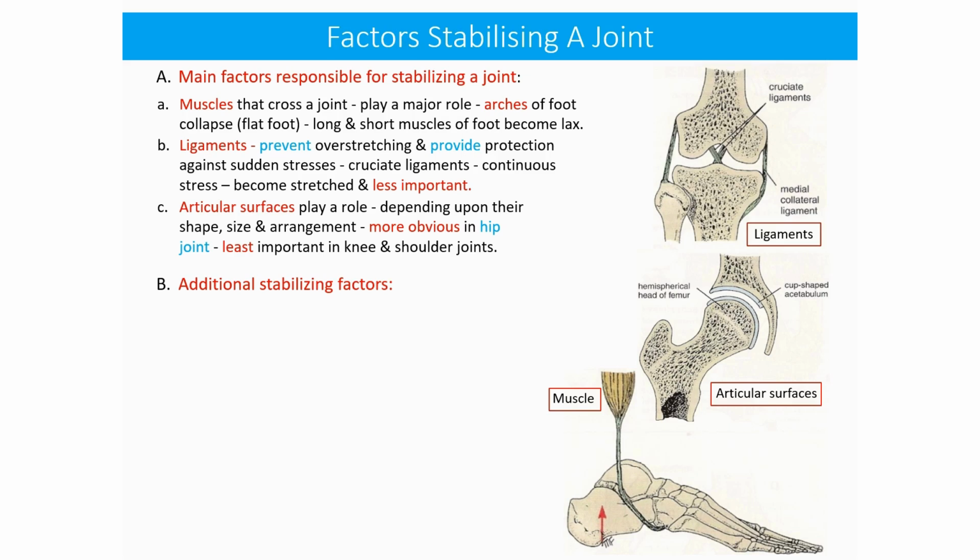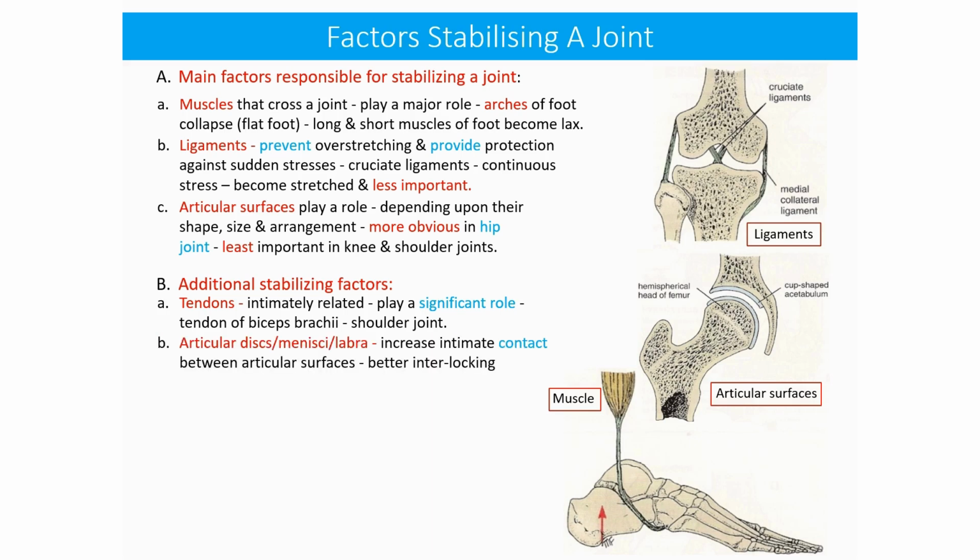After the main factors, now the additional factors stabilizing a joint. First, the tendons. The tendons, which are intimately related to a joint, play a significant role, such as the tendon of the biceps brachii in the shoulder joint. Number two, additional factors are the articular discs, menisci or labra. They increase the intimate contact between the articular surfaces, hence provide better interlocking.